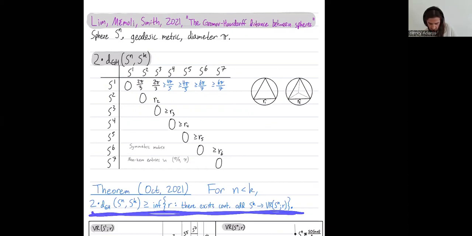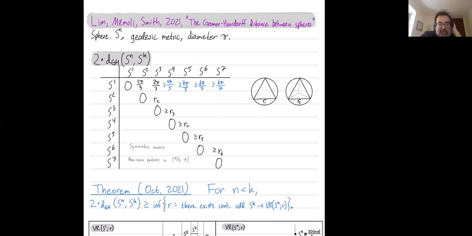So far it's only a lower bound, how the topology of these Rips complexes controls the Gromov-Hausdorff distances. But I don't think it's unreasonable to conjecture that it'd be beautiful if this was an equality. So I might conjecture that, but there's no evidence in the opposite direction yet.